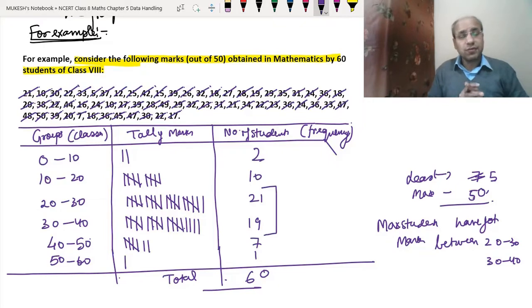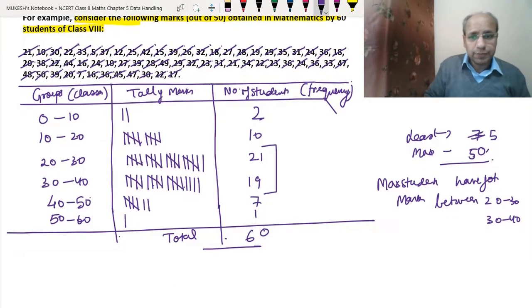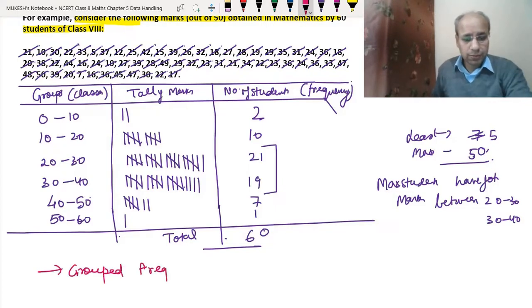This is how we can just group the data. Now, since we have grouped the data, this is known as the grouped frequency distribution table. So what is the name given to it? It is known as the grouped frequency distribution table. Okay, I hope this is clear to you.